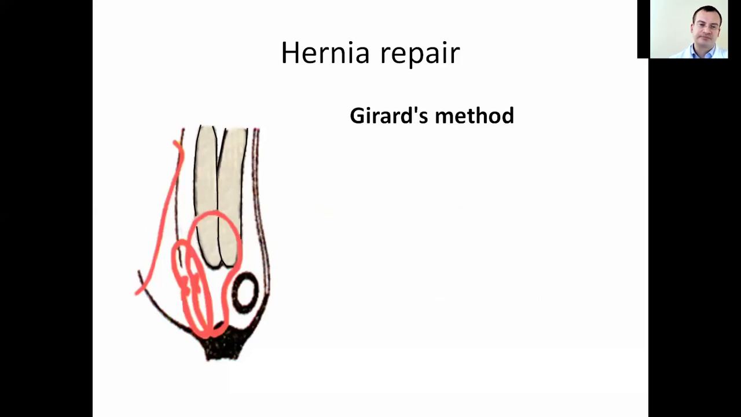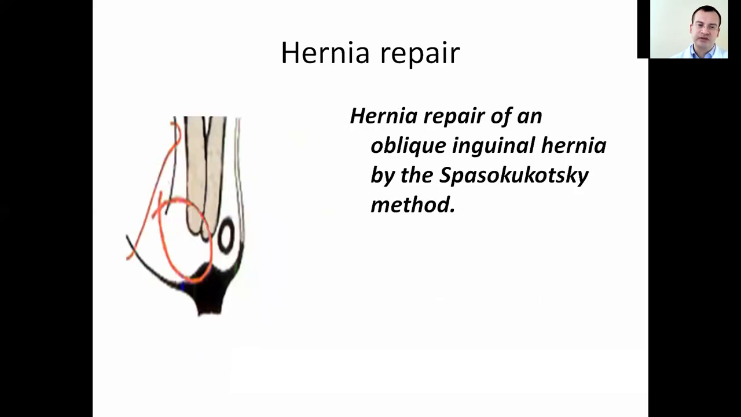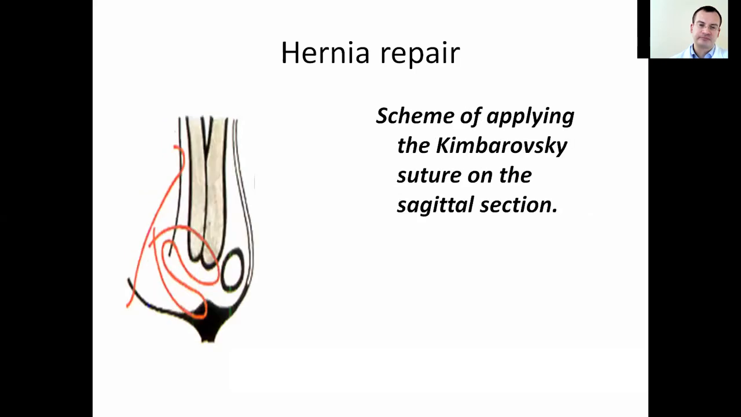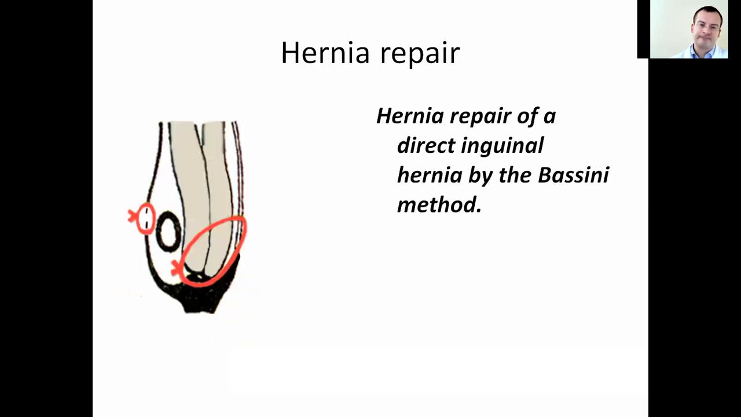Girard's method. Hernia repair of oblique inguinal hernia by the Spasokukotsky method. This is Martynov's method. This is the scheme of applying the Kimbarovsky suture of the sagittal section. This is the scheme of the Bassini method.